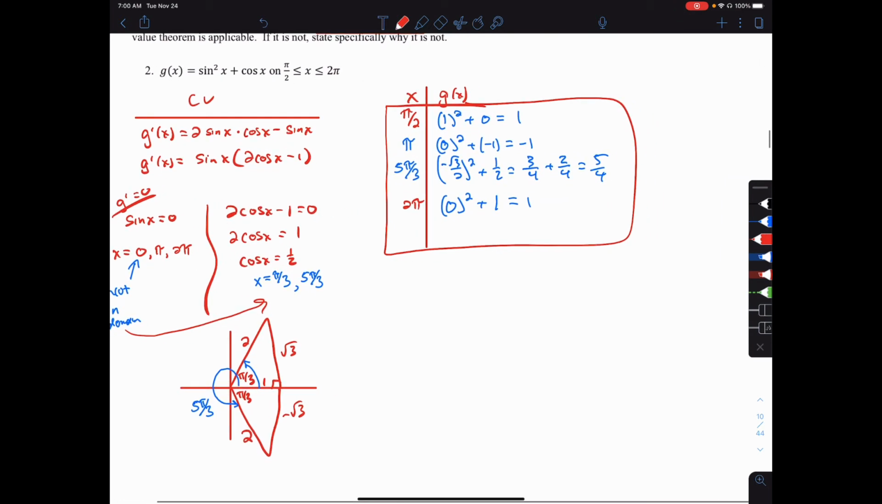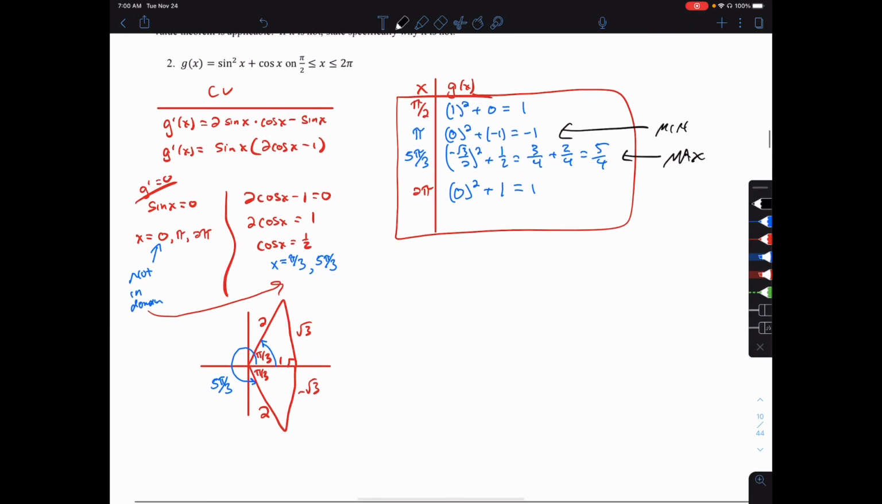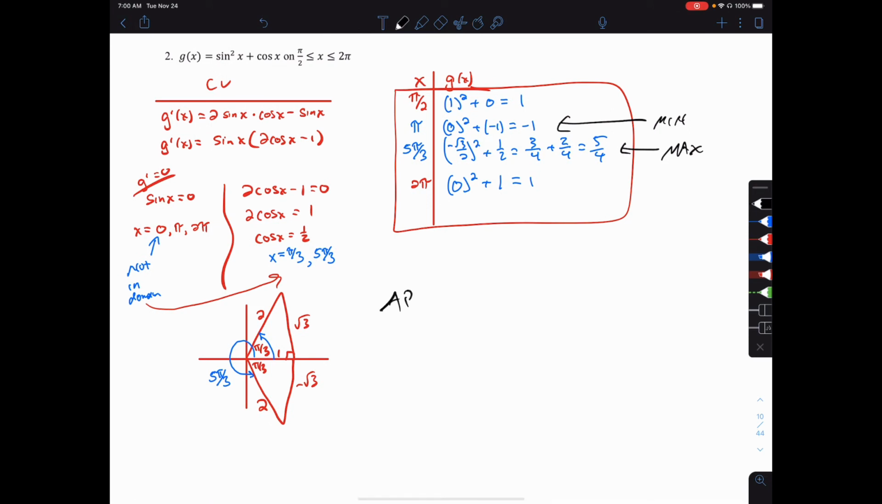Candidates test says whichever one of those gives us the biggest value is going to be the absolute max. Whichever of those gives us the smallest value is going to be the min. So to finish this problem up, the absolute maximum value is 5/4. Where does it occur? 5 pi over 3. The absolute minimum value is negative 1. Where does it occur? At pi.